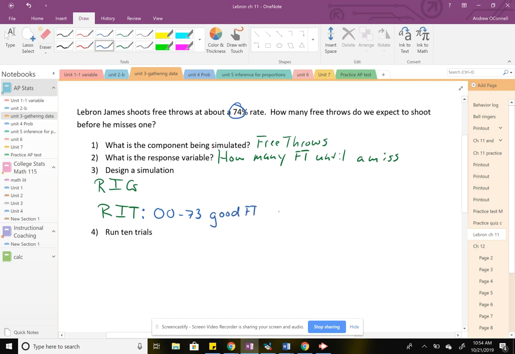And then 74 to 99 would be a miss. So in a simulation, we're assigning numbers to represent things. If you have double zero to 73, that's a good free throw. 74 to 99, that's a miss. What we're going to do is look at a random integer table that's provided and find out how to calculate the number of shots until a miss.